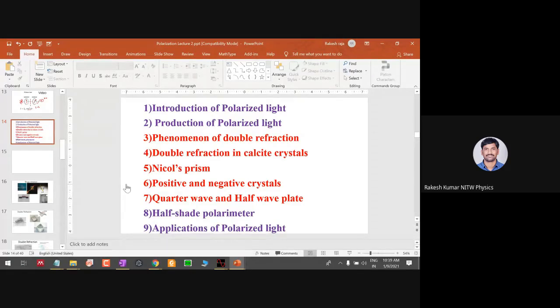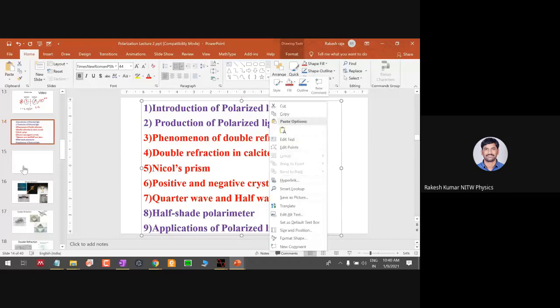Any doubts at this point of time? These two questions are very important for the end exam as well as the mid exam. This double refraction phenomenon as well as the Nicol prism concept, both are very, very important for the end and mid exam purpose. Any other queries at this point of time? Otherwise, I will close for today.